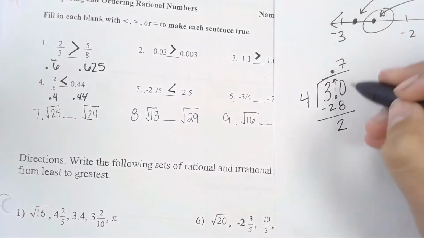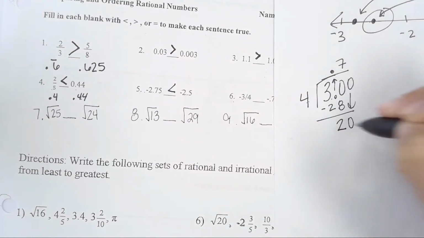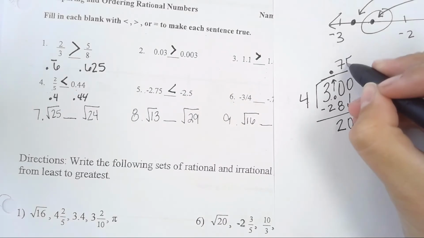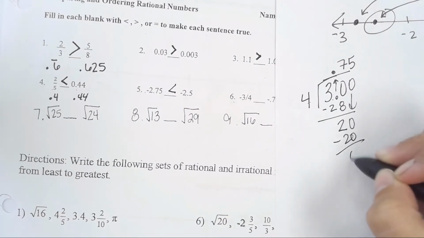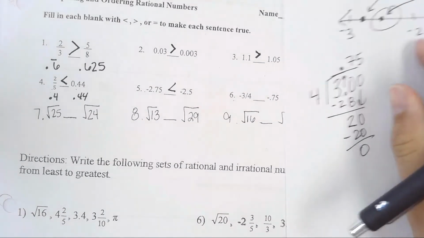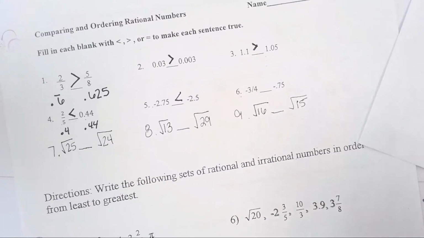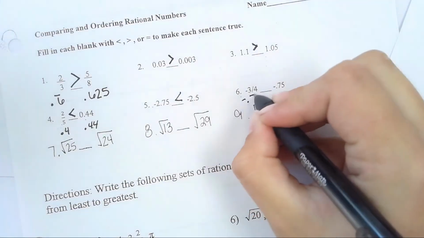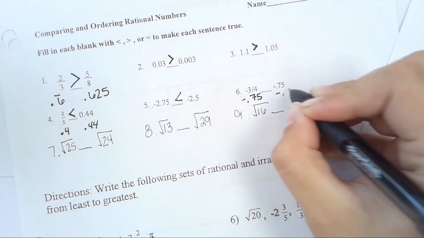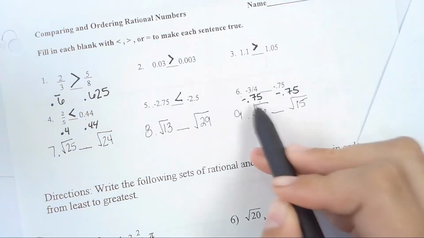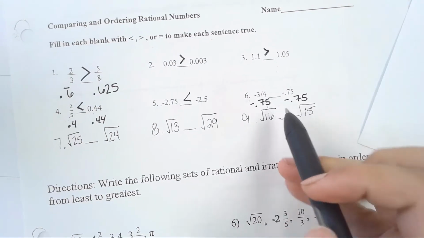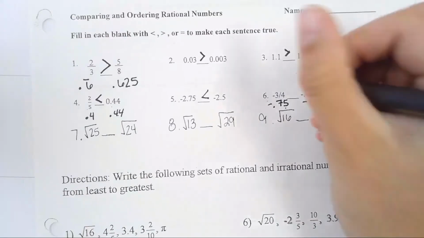4 does not go into 2, so I add another 0. 4 goes into 20 5 times. And that's where I get my remainder of 0. So -3/4 is the same thing as -0.75. And if you notice, we have the same exact decimals. So our inequality symbol that we need is the equal sign.